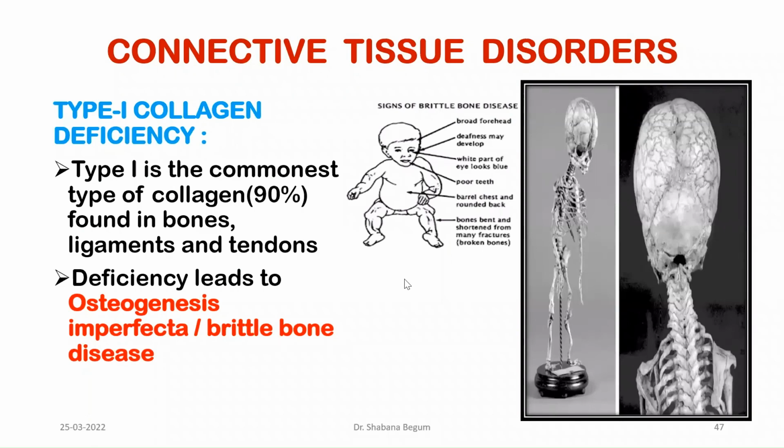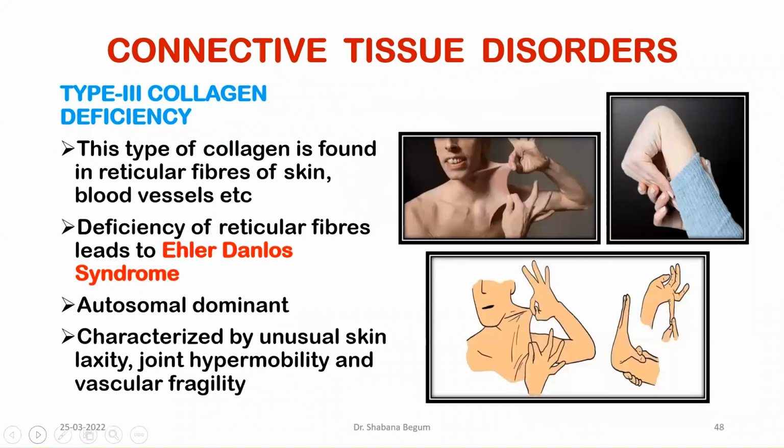Now, let's discuss the connective tissue disorders. Now, type 1 collagen deficiency. This type 1 collagen is the most common type of collagen found in the body, in the bones, ligaments, tendons, etc. If there is deficiency of type 1 collagen, it will result in a condition known as osteogenesis imperfecta or brittle bone disease. Here, the bones undergo multiple fractures and it is associated with other abnormalities.